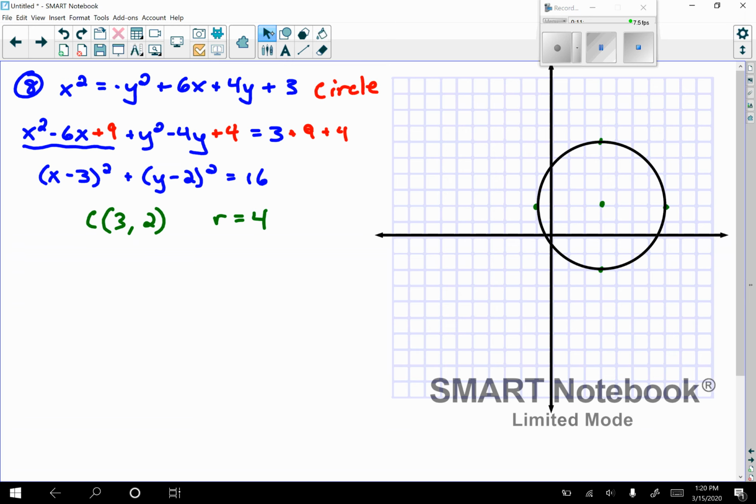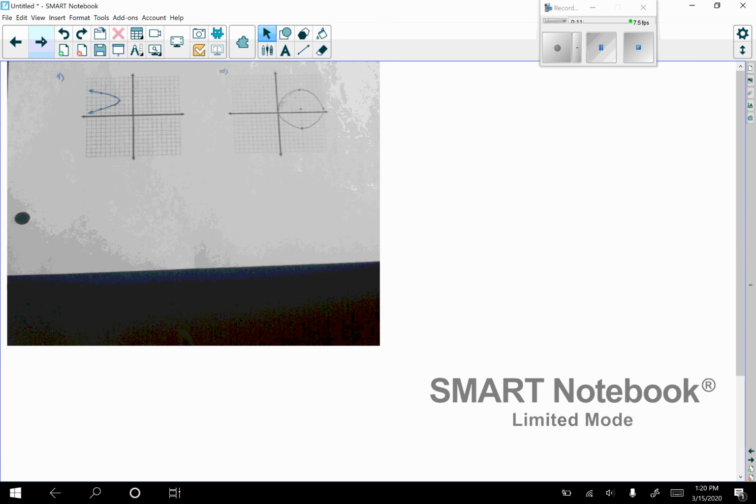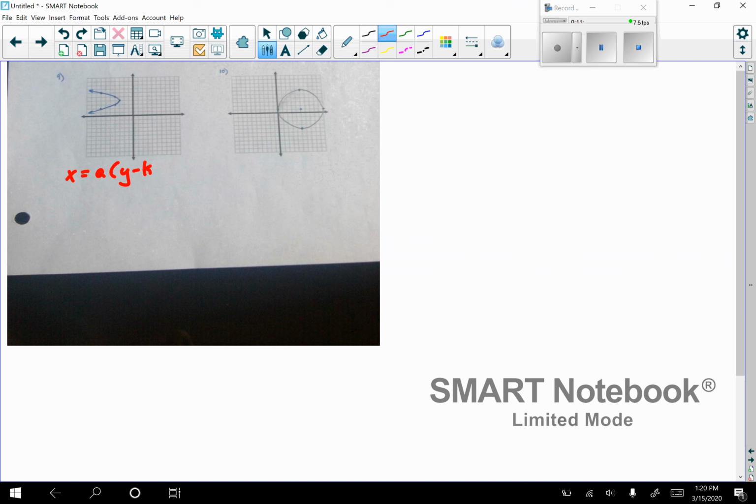All right, our last 2 examples, we were given the graph. So I just kind of copied a picture here. For number 9, this is a sideways parabola. So we know it's going to start with x equals, so again, I'm just kind of filling in the spots here. X equals a times the quantity y minus k squared plus h. So I want to first count for the vertex. So it looks like our vertex is at -3 and 4.